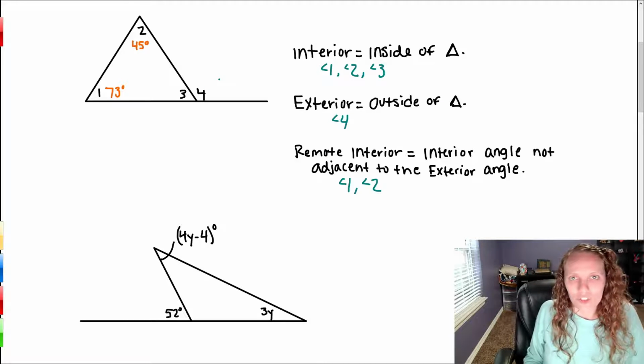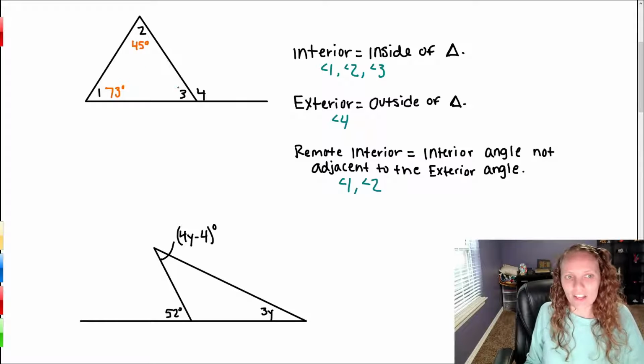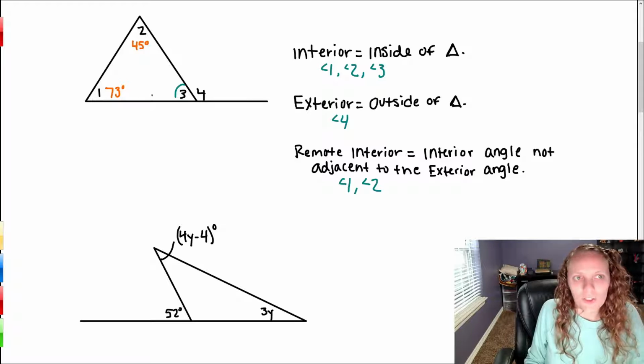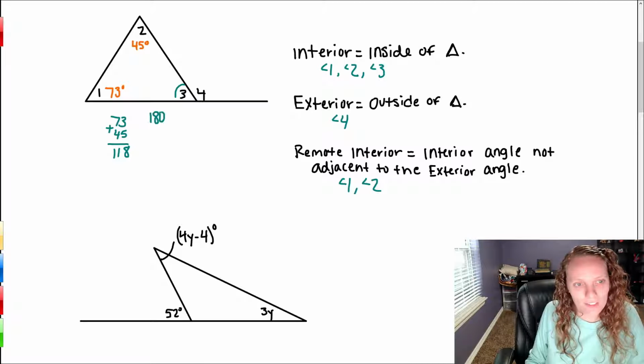Now we're going to use what we know about triangles to solve for the two missing angles that are not labeled. We know that one angle is 73 and the other angle is 45. So let's solve for angle 3 to begin with. Remember, a triangle adds up to 180 degrees. So let's go ahead and add 73 plus 45. That's 118, and we're going to take that from 180 degrees. And this missing angle here is 62 degrees.